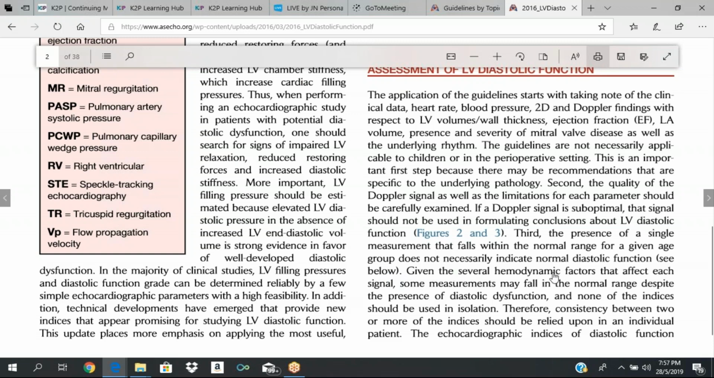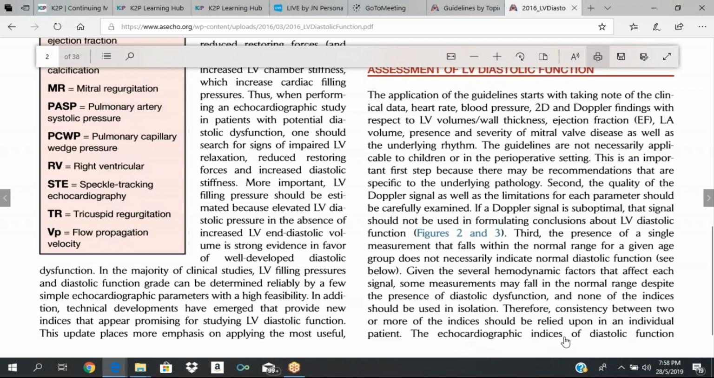So given the several hemodynamic factors that affect each signal, some measurements may fall in the normal range despite the presence of diastolic dysfunction, and none of the indices should be used in isolation. So do not use just one of the parameters. You have to use them in a group. Therefore, consistency between two or more of the indices should be relied upon in individual patients.